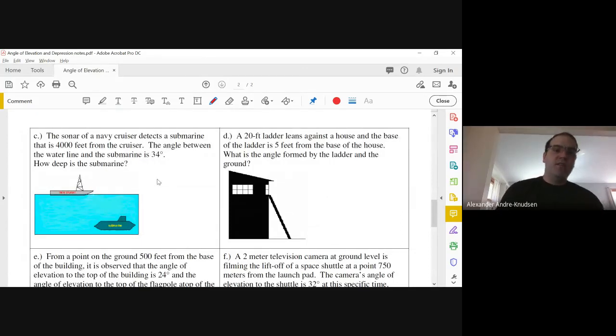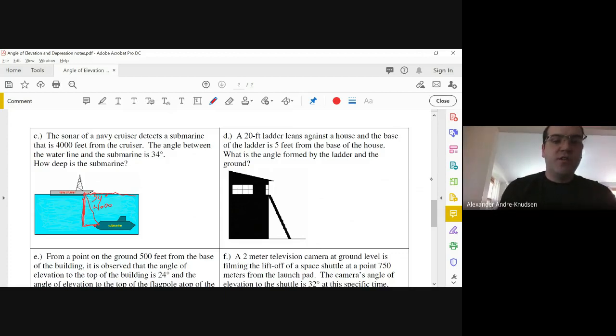So the sonar of a Navy cruiser detects a submarine that is 4,000 feet from the cruiser. So let's say this is 4,000. The angle between the water line, so that's our horizontal line, and the submarine is 34. How deep is the submarine? Well, that's going to be talking about this height here, but it's kind of hard to see.